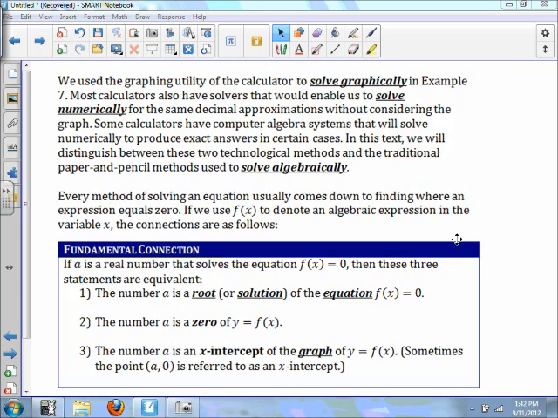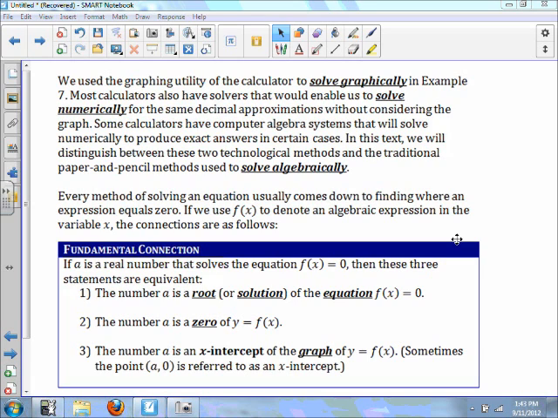Now, we use the graphing utility of the calculator to solve graphically in example 7. Most calculators also have solvers that would enable us to solve numerically for the same decimal approximations without considering the graph. Some calculators have computer algebra systems that will solve numerically to produce exact answers in certain cases. In this text, we will distinguish between these two technological methods and the traditional paper and pencil methods to solve algebraically. Now, the calculator that they're talking about is the TI-89 and the TI-92, which is exactly why those aren't allowed on the ACT.